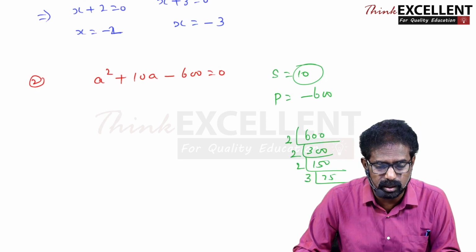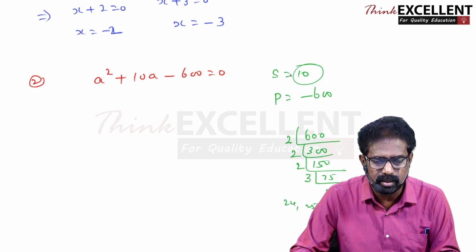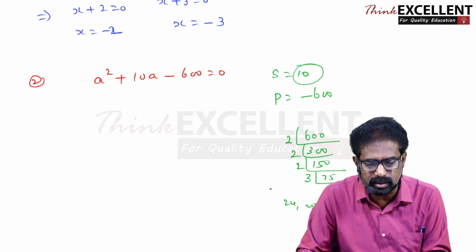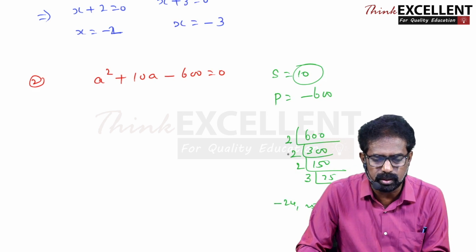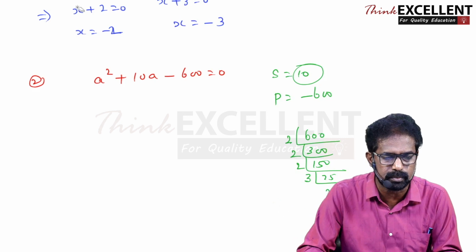So with 3, you are getting 25. If you multiply, 8 3s are 24. 24 and 25. Suppose it is 49, okay. Or suppose it is 1. One is positive, one is negative, right? Minus 24, 25, you will get plus 1. But we have to get plus 10. So this is also not possible.